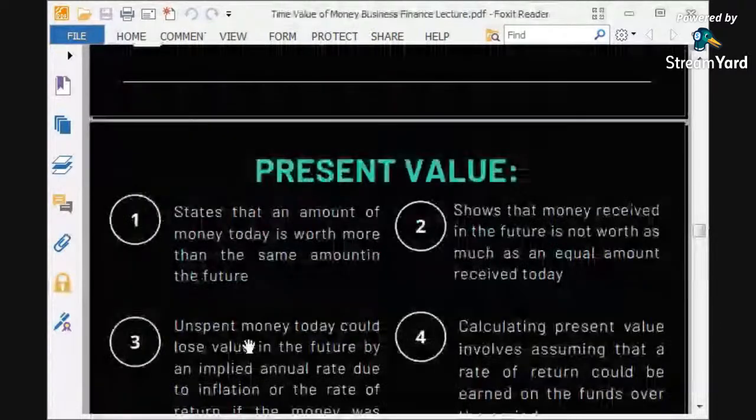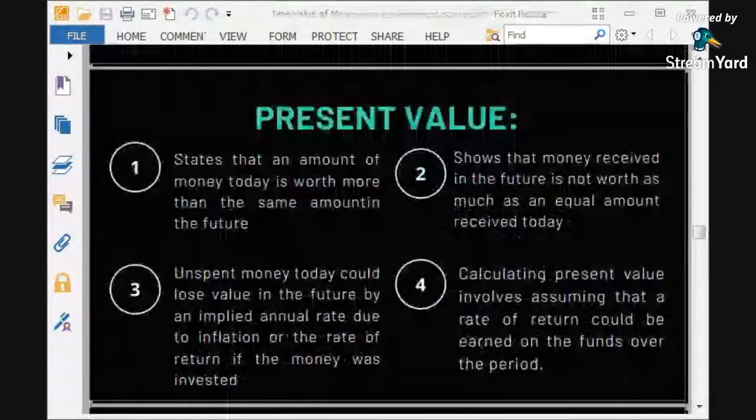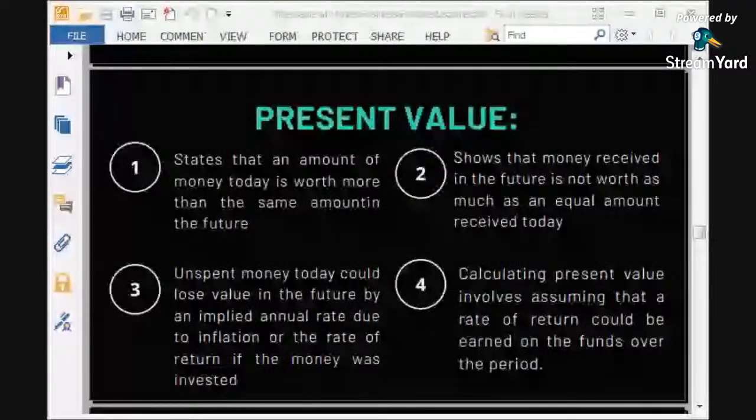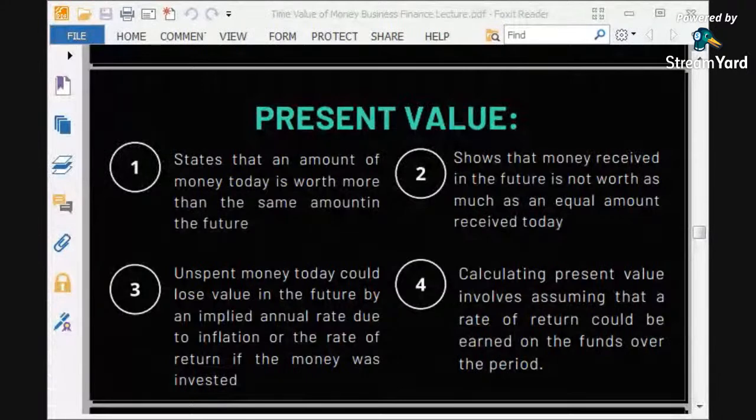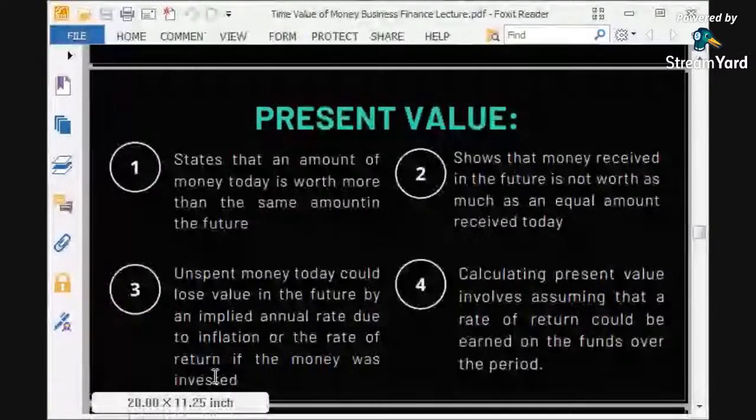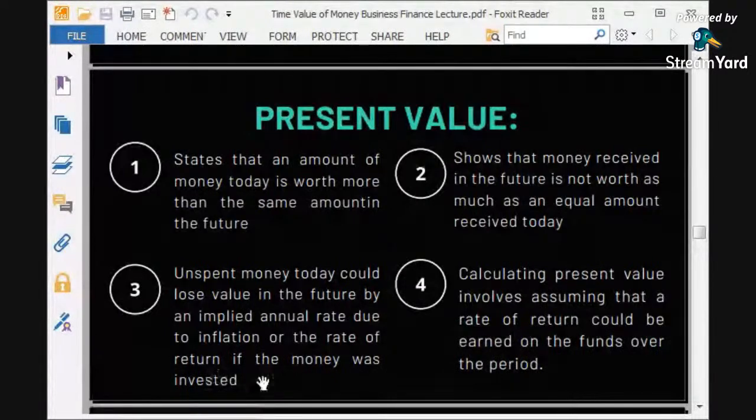So, for us to better understand the concept of time value, let's discuss first the present value. Present value states that an amount of money today is worth more than the same amount in the future. It shows that money received in the future is not worth as much as an equal amount received today. Unspent money today could lose value in the future by an implied annual rate due to inflation or the rate of return if the money was invested. Calculating the present value involves assuming that a rate of return could be earned on the funds over the period.